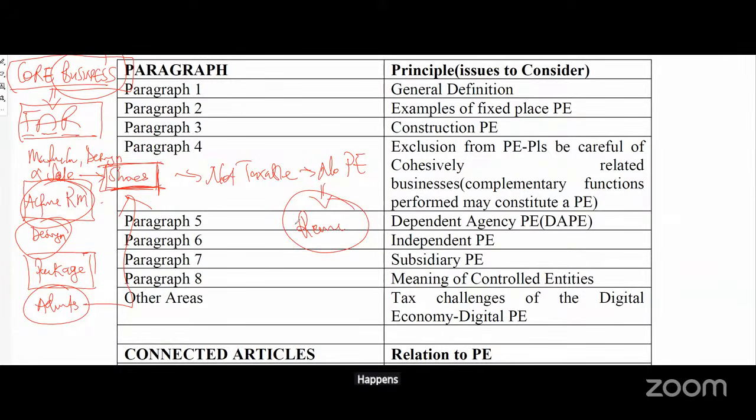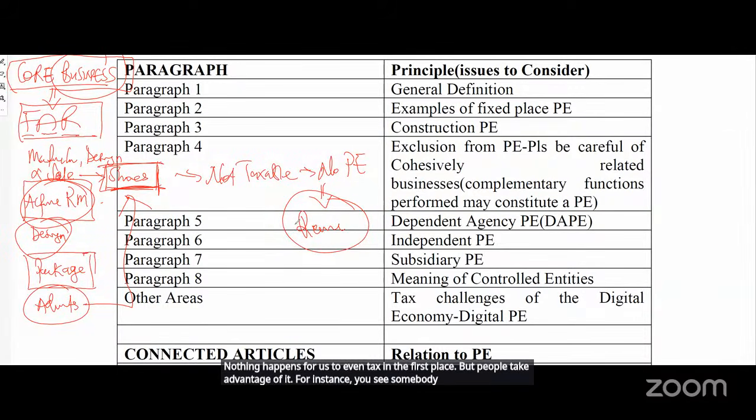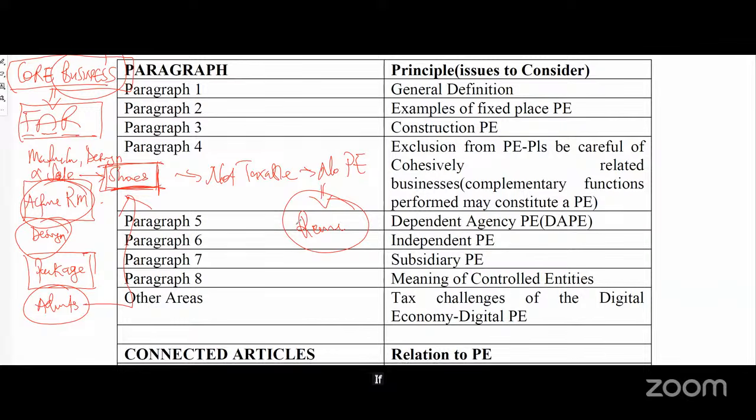Nothing happens for us to even tax in the first place. But people take advantage of it. For instance, somebody has given me goods to just store in my warehouse. Am I selling? No, I'm just storing it. Preparatory auxiliary. If I'm maintaining somebody's stock in my warehouse, that is preparatory auxiliary.